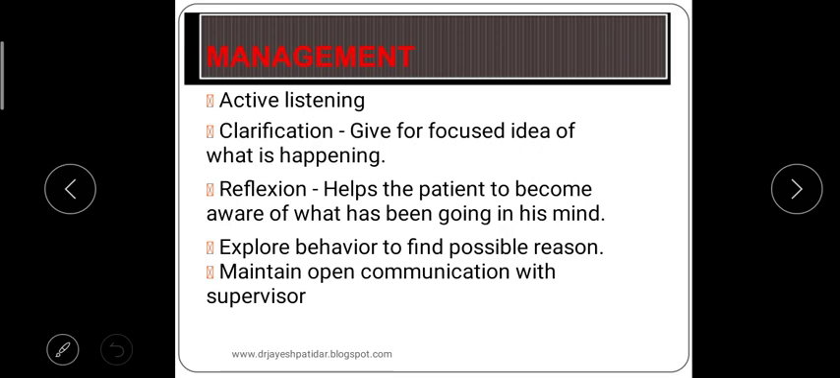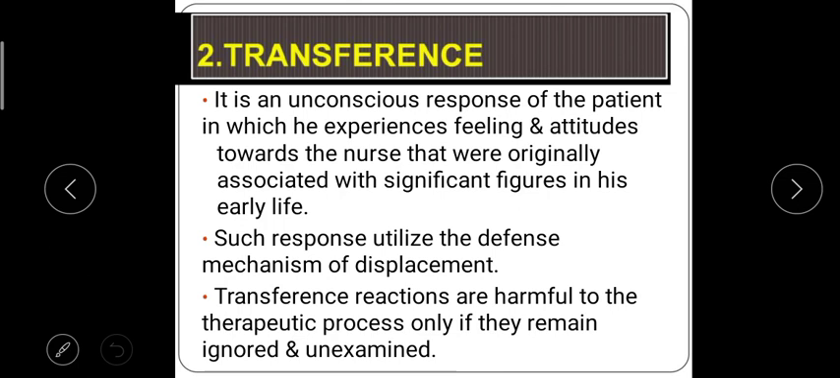So for this, what management can we do? We can do active listening. We can give clarification of what idea the patient has. We can help the patient to become aware of what has been going on in his mind. We can explore behavior to find possible reasons, and we can maintain open communication with the supervisor. So these are the management we can provide if the patient has resistance behavior.